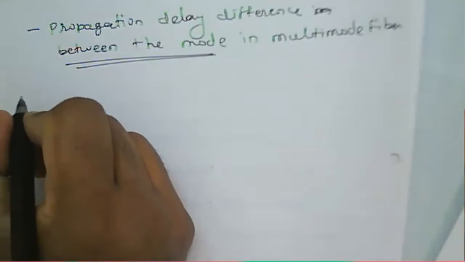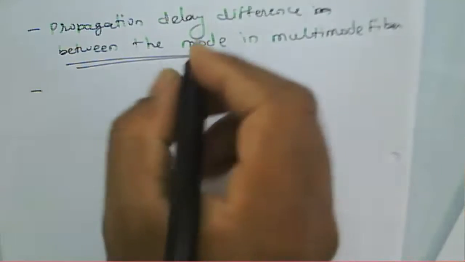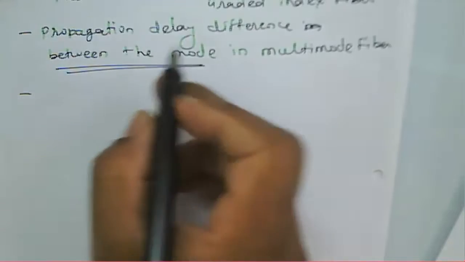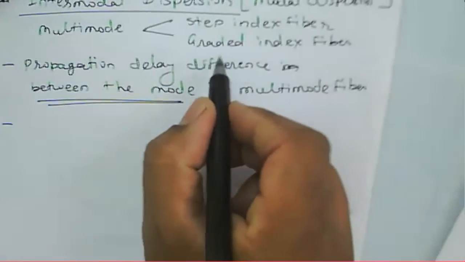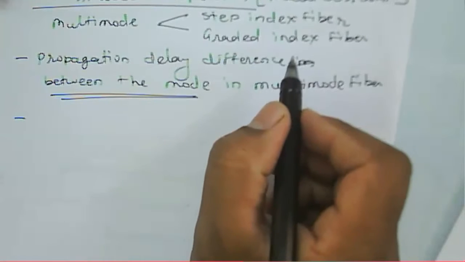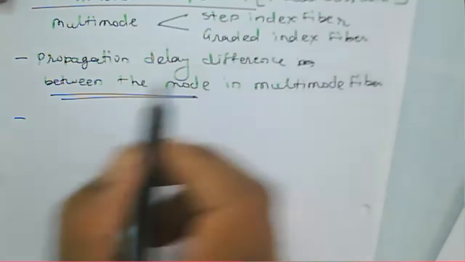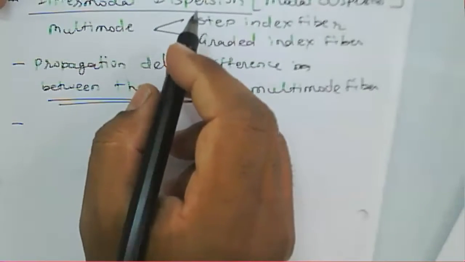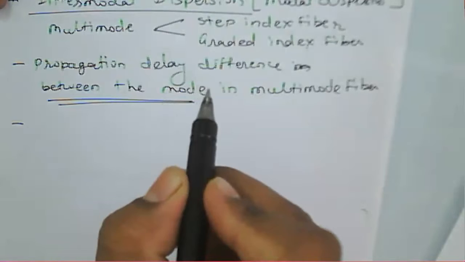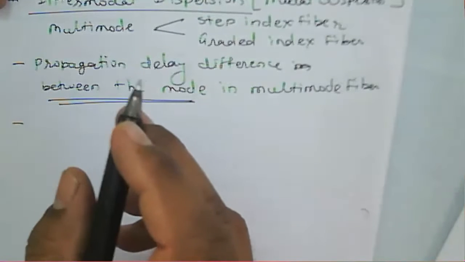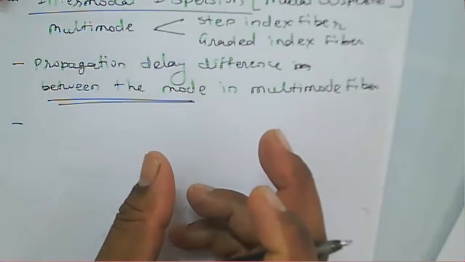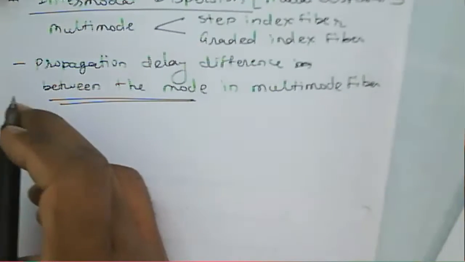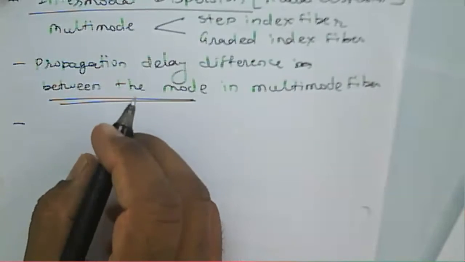But why is it high? Because of the refractive index profile. Now if you consider the step index fiber, the refractive index profile is constant throughout the core. And in the case of a graded index fiber, the refractive index profile is different here. So we can reduce the intermodal dispersion. How to reduce the intermodal dispersion? By changing or by using an optimum refractive index profile, so that we can reduce the intermodal dispersion.